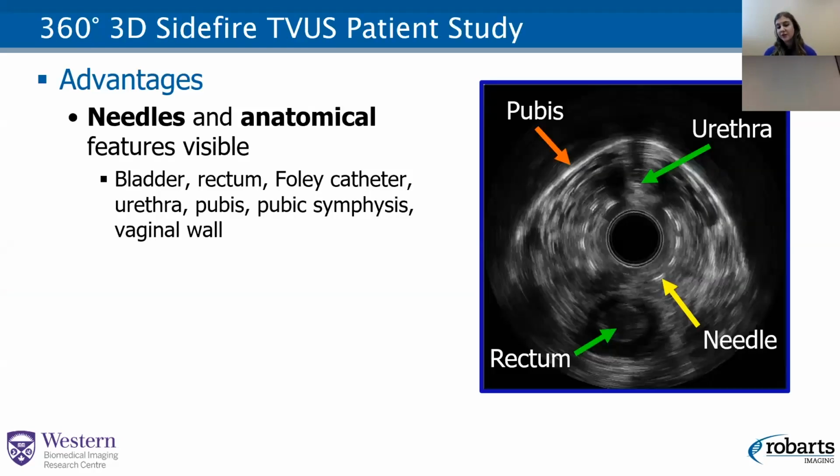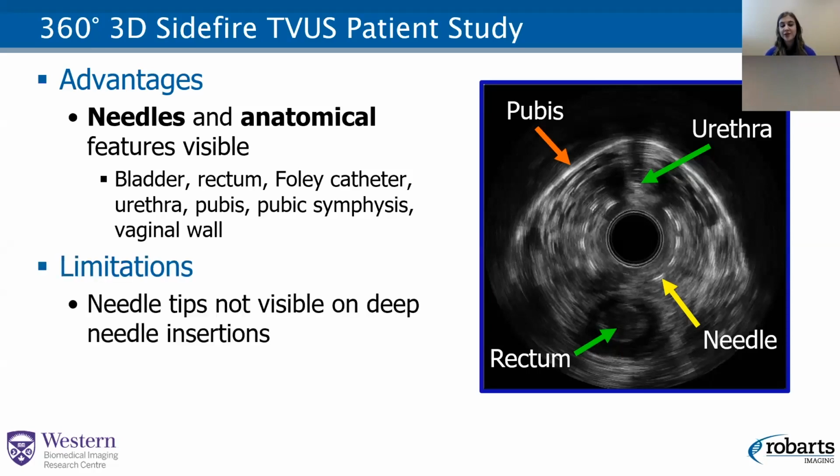And so we found the advantages of this 360-degree approach to be that our needles and anatomical features were very clearly visible. In particular, we were able to see the bladder, rectum, and Foley catheter, as well as the urethra, pubis, pubic symphysis, and the vaginal wall itself. And so we found the main drawback with this approach was that if needles were inserted deeply, the tips weren't visible within the field of view of the ultrasound image.